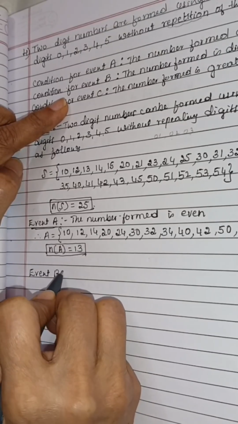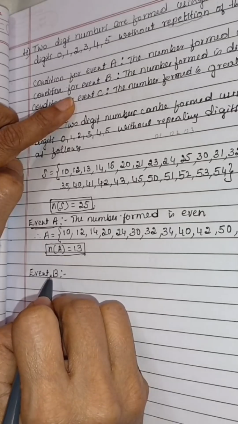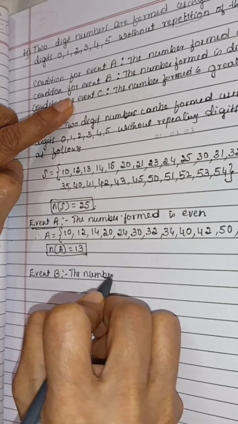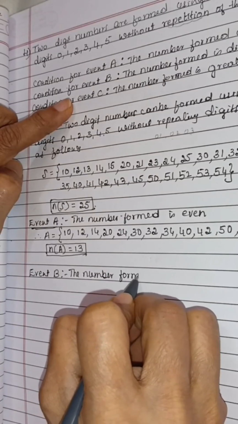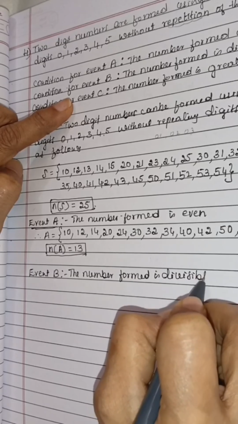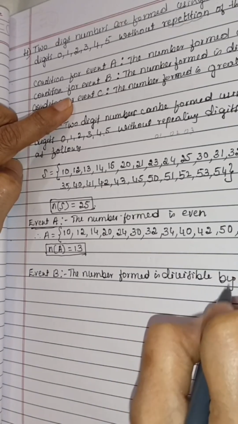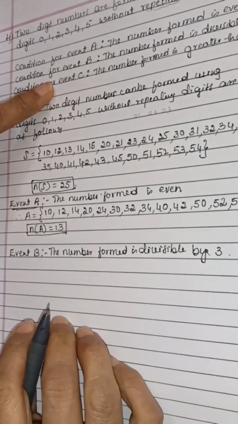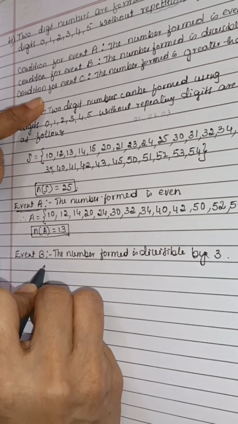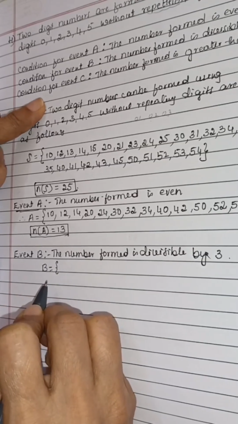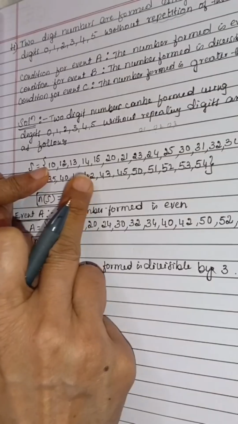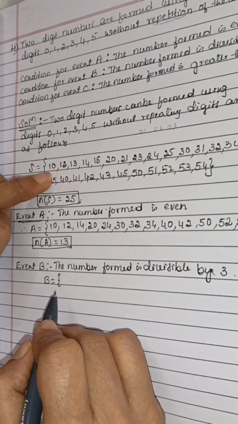Event B. What is event B? The number formed is divisible by 3. Now for event B, we have to write the elements: the number formed divisible by 3. From the sample space we have to write those divisible by 3.